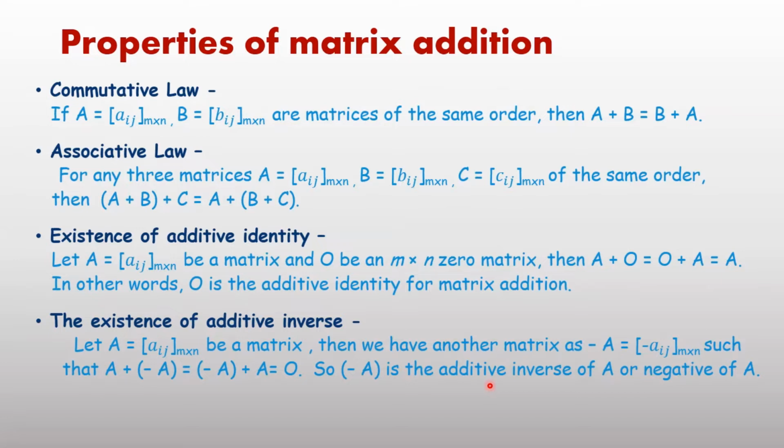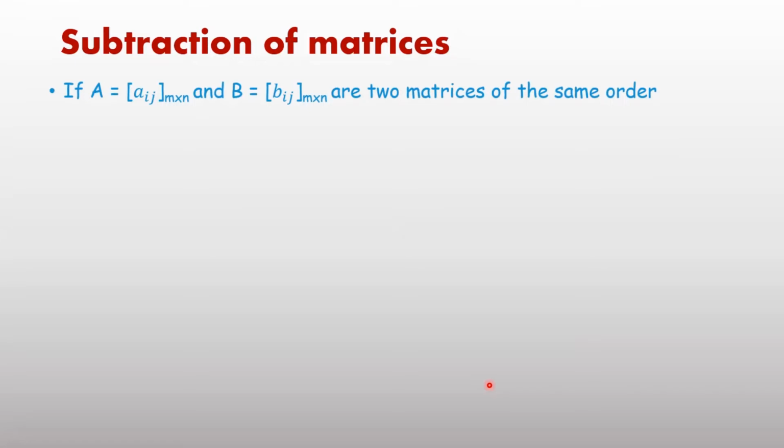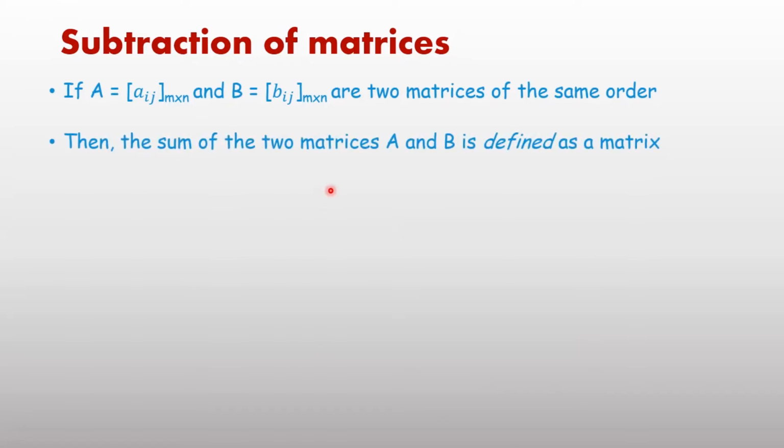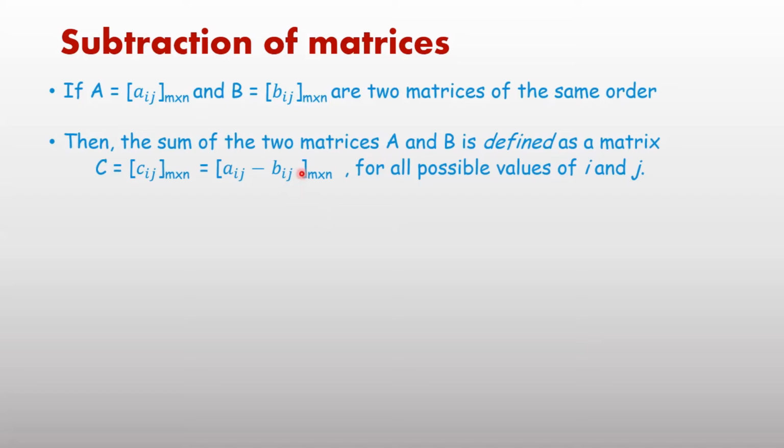Now next, subtraction of matrix. The same as addition of matrix, means order of matrix should be same. Then we can subtract the matrix from other matrix, and we will write C as A minus B, Aij minus Bij, means you will subtract corresponding elements of second matrix from first matrix.